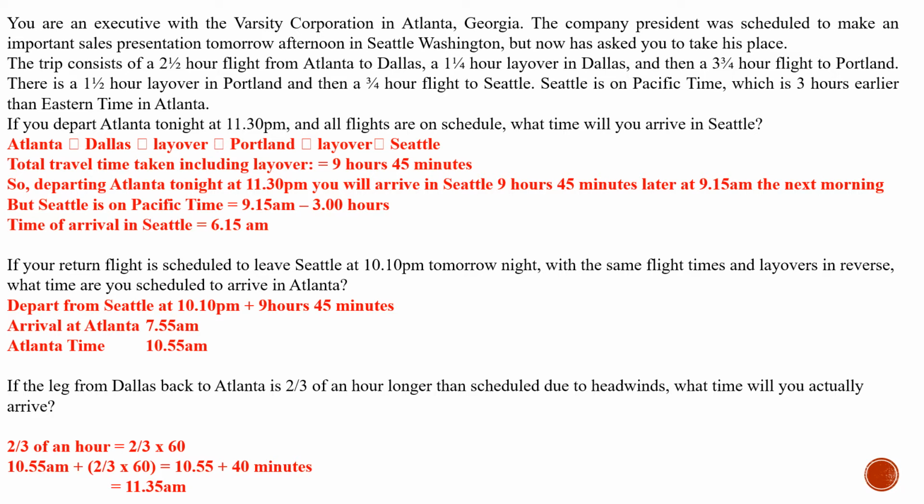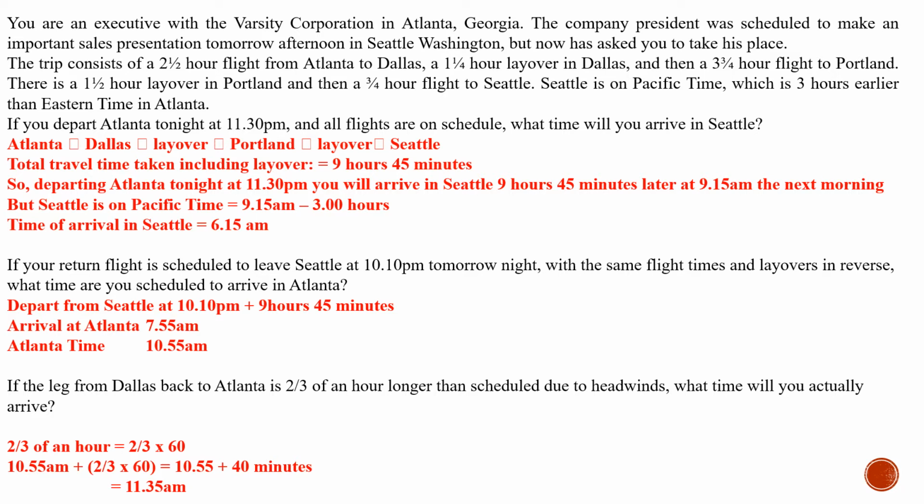So if your return flight is scheduled to leave Seattle 10:10 tomorrow night with the same flight times, so you're using exactly the same thing. You take 10:10, you plus 9 hours and 45 minutes. You will get 7:55 a.m. But now you need to find the time in Atlanta. What they told you earlier, the time in Seattle is 3 hours earlier. That's why you minus 3 for the first part. Now you're going back, so you got to plus 3 hours.